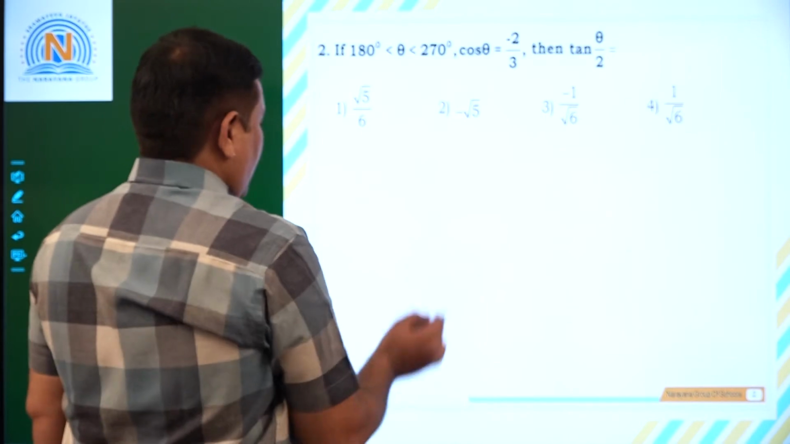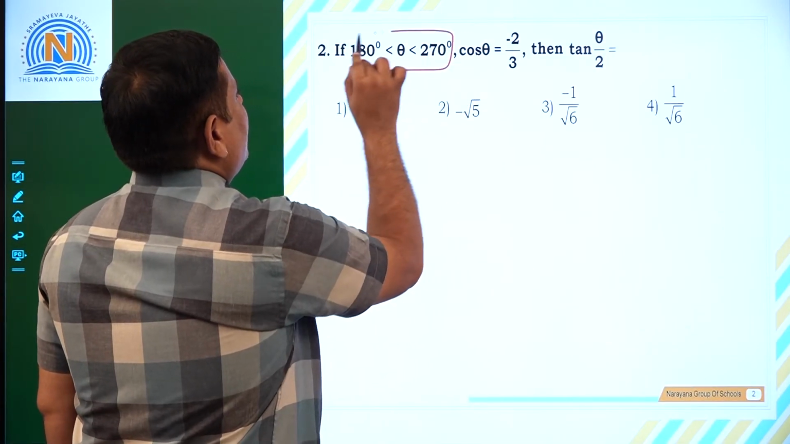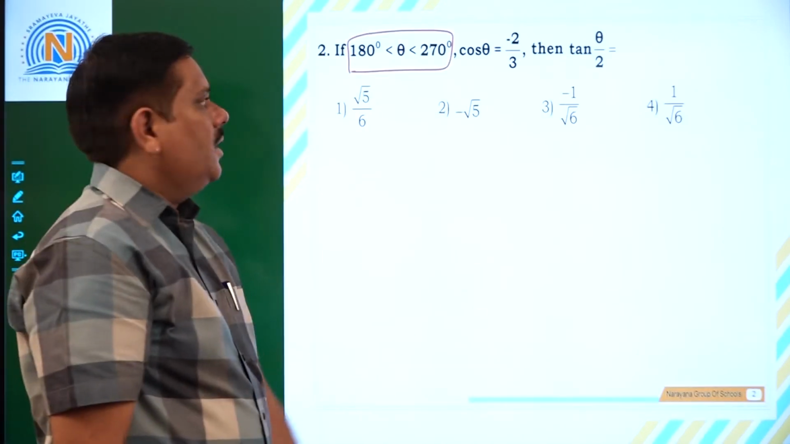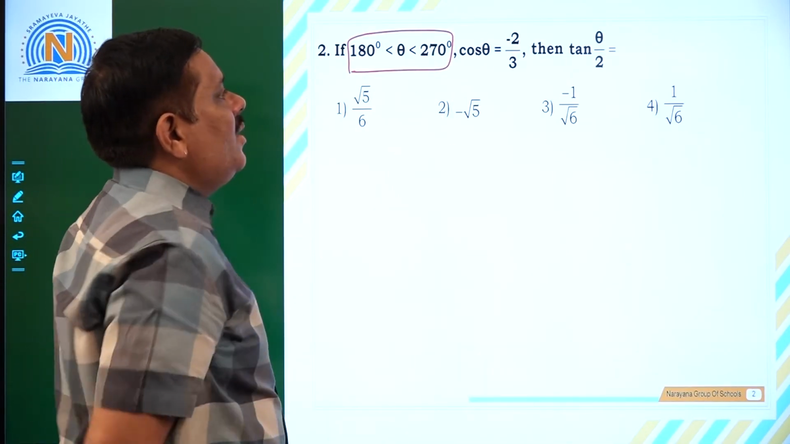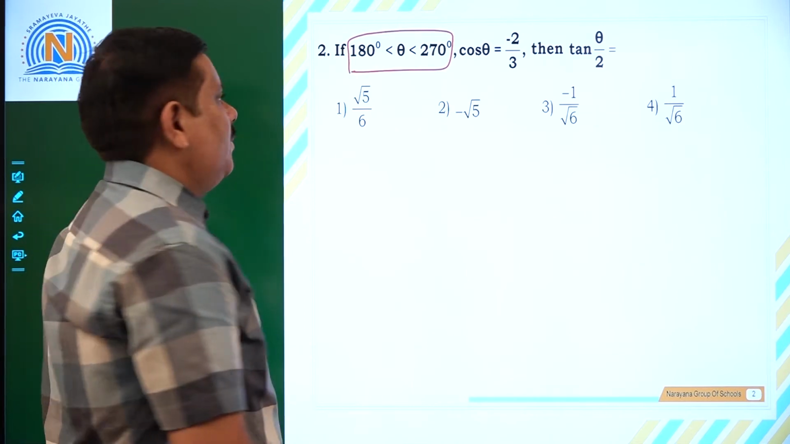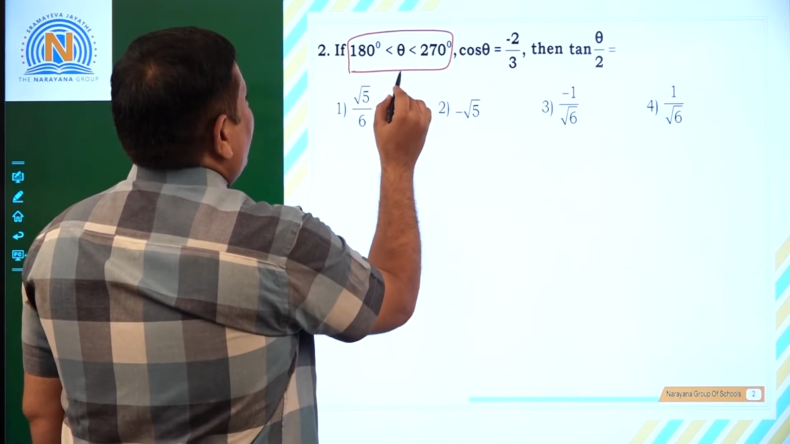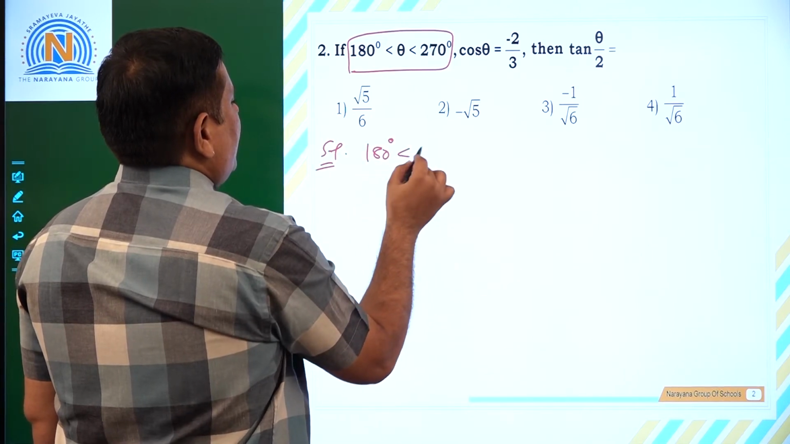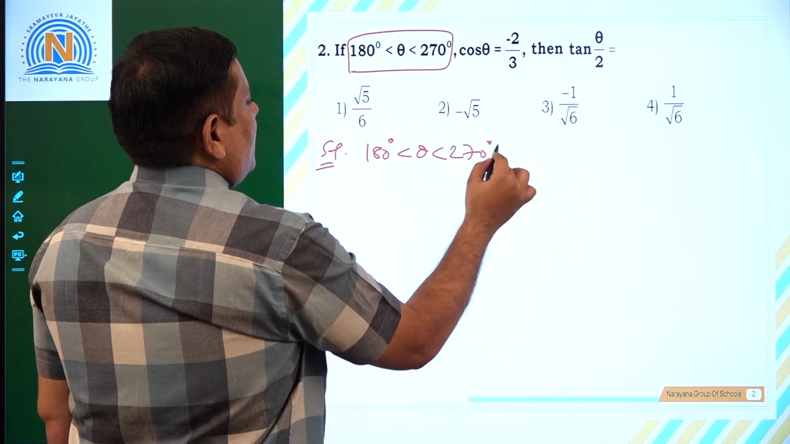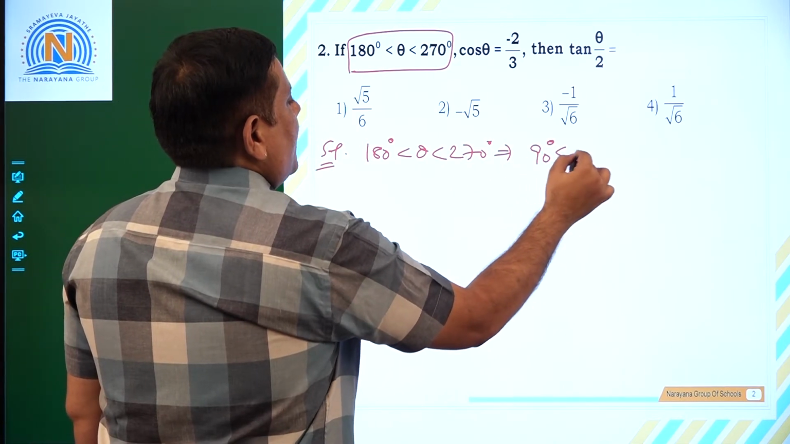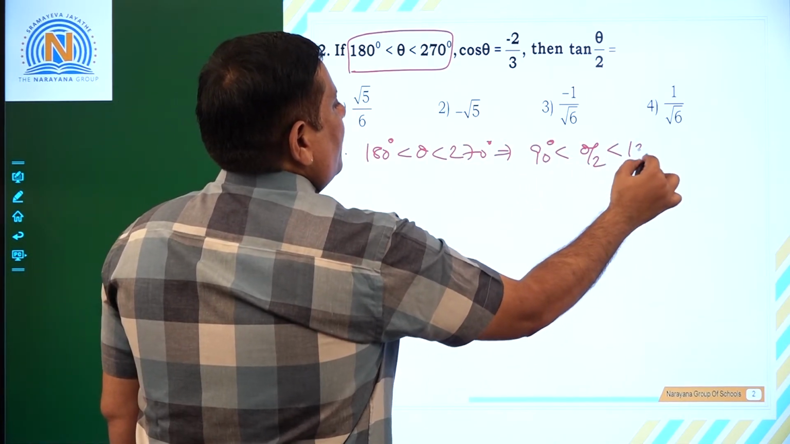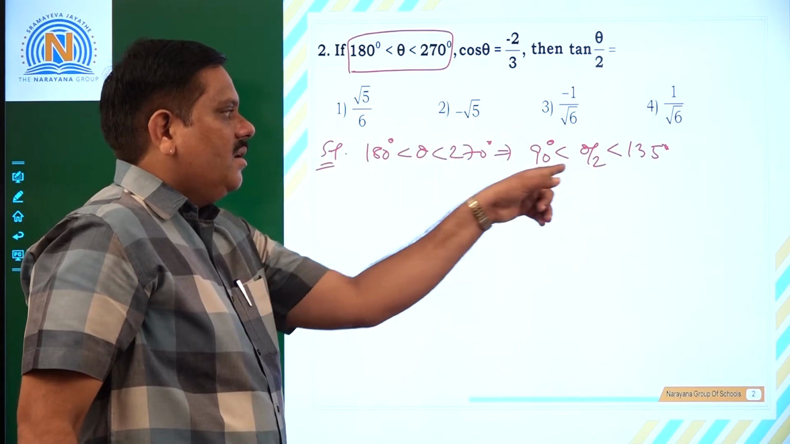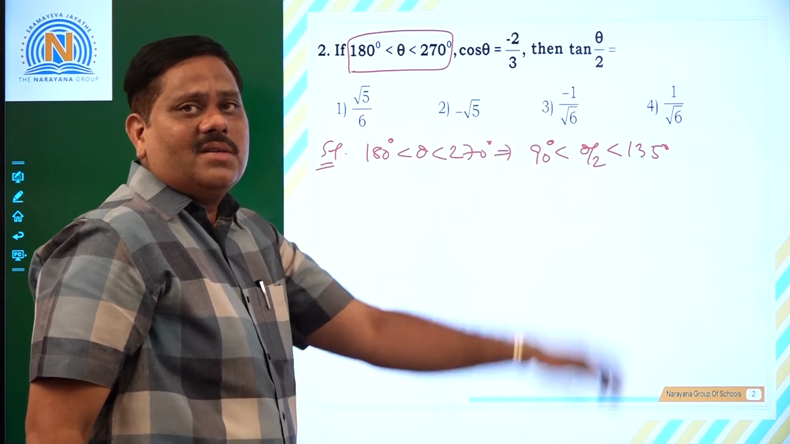Here also he is saying that 180 degrees is less than theta less than 270 degrees. Here also theta is in the third quadrant. Cos theta is minus 2 by 3. What is tan theta by 2? So if I take theta, 180 degrees is less than theta less than 270 degrees. It implies 90 degrees is less than theta by 2 less than 135 degrees. So theta is in quadrant 3, theta by 2 in the second quadrant.